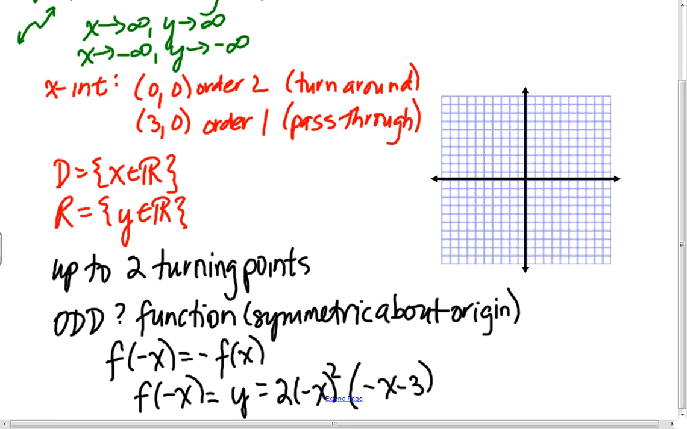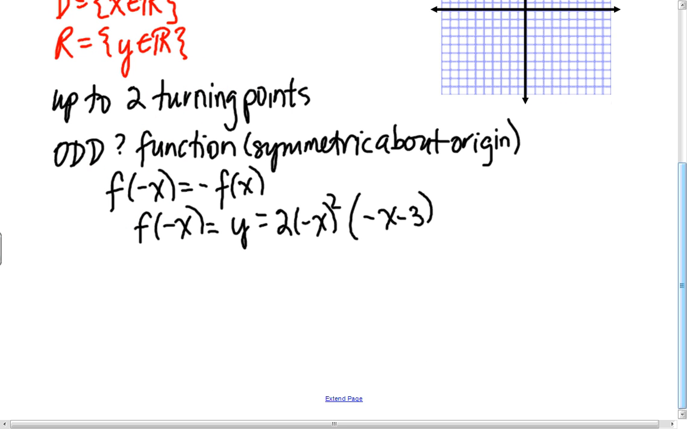I'm going to do a little algebra on that. There we go. Y equals, I don't know why I put a y in there. Sorry about that. Equals 2 times negative x squared is the same as x squared. And I'm going to factor out a negative 1 from that bracket. It's a method to my madness, I promise. Going to bring that negative sign to the front.